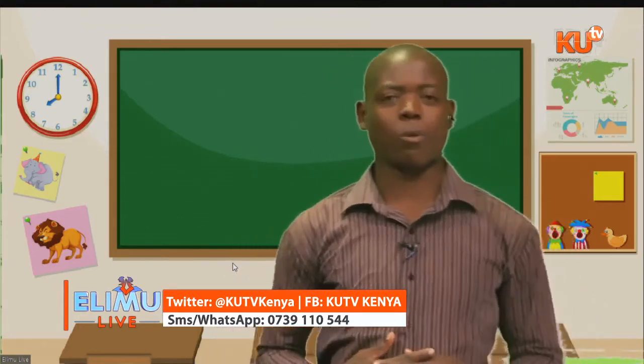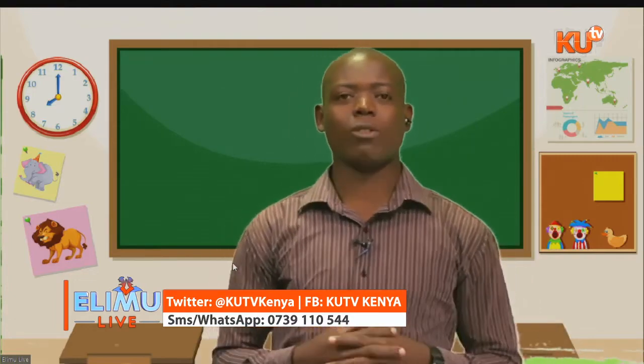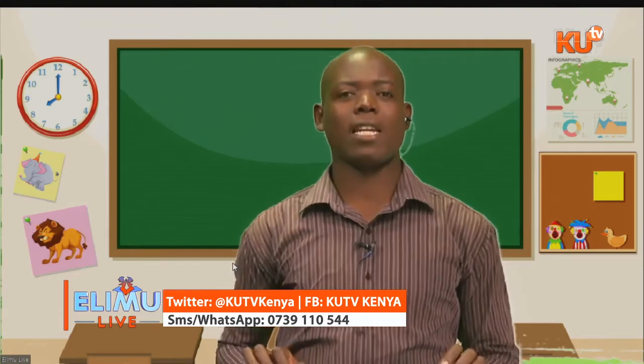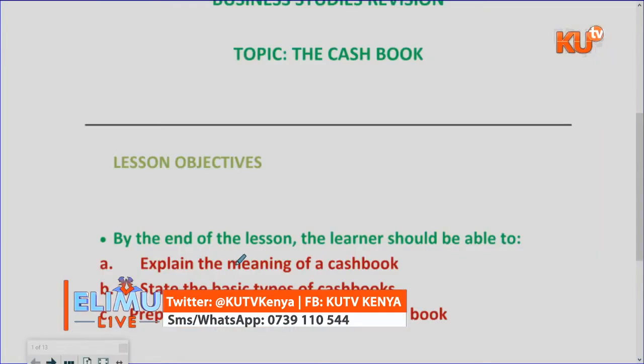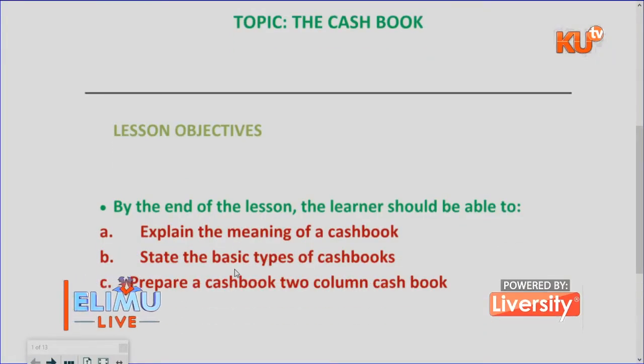Now, in our lesson today, we are going to concentrate on the following main areas as our objectives. Number 1, we will be able to look at the meaning of a cash book. Number 2, we look at the types of cash books. And number 3, we will discuss what we call a 2-column cash book.